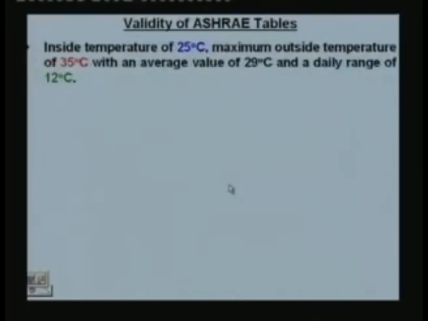Now, what is the validity of ASHRAE handbooks? The ASHRAE tables have been obtained for inside temperature of 25 degrees centigrade and maximum outside temperature of 35 degrees centigrade with an average value of 29 degrees centigrade and a daily range of 12 degrees centigrade. What is daily range? Daily range means maximum outdoor temperature minus minimum outdoor temperature. Okay, so that value is taken as 12 degrees centigrade.